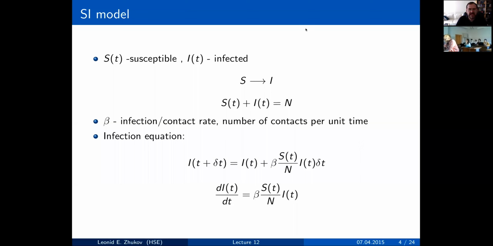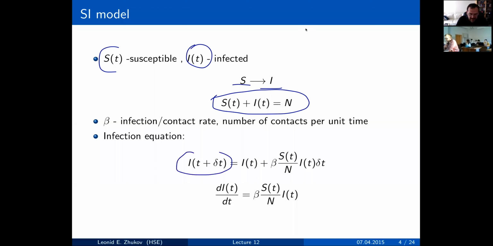So as I said, in the SI model, there is a susceptible population and an infected population, right? And susceptible becomes infected with time. The total number of people is conserved, and we can write a differential equation that tells us the evolution of the number of, for example, susceptible or infected people.